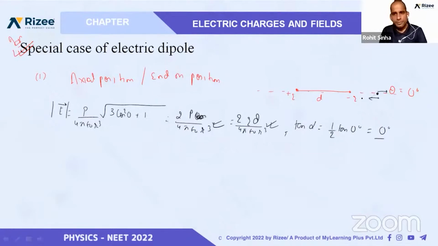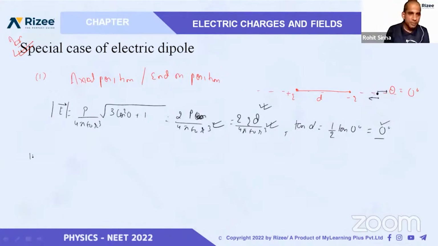First of all, how to calculate this? Usually it will depend upon the magnitude of the charges. In some questions, I will show the direction also. It will be either this side or this side. Now, electric field direction 0 degree means it is along the axial direction only. And what will be its value? The value will be this for the axial position.